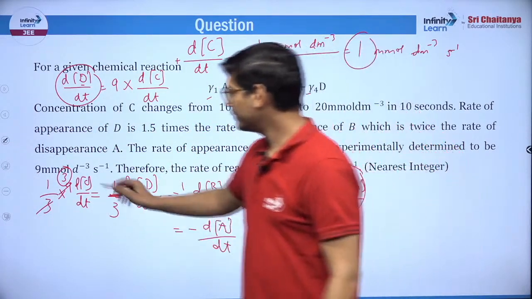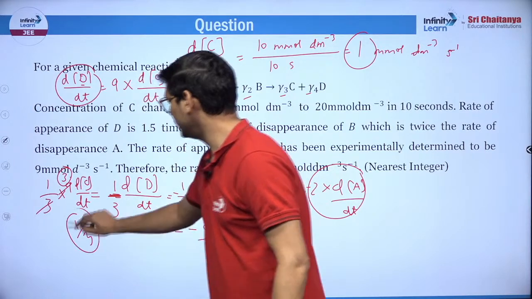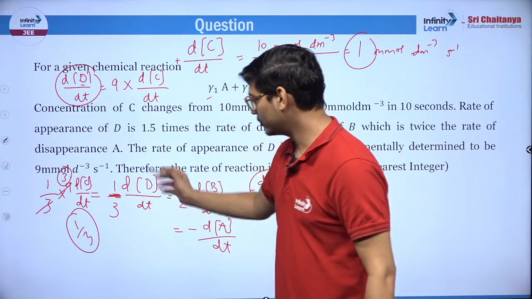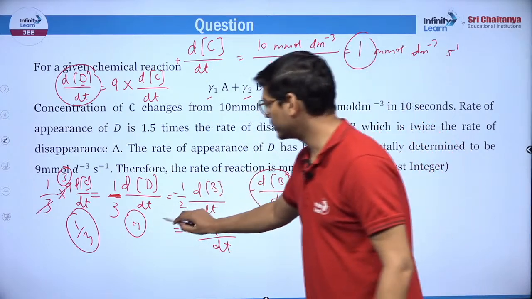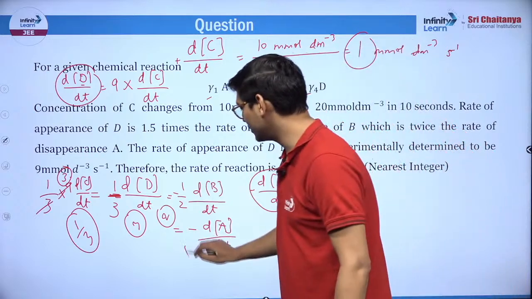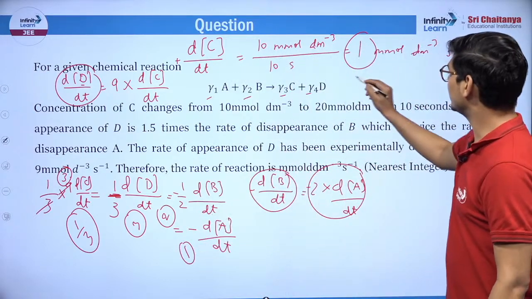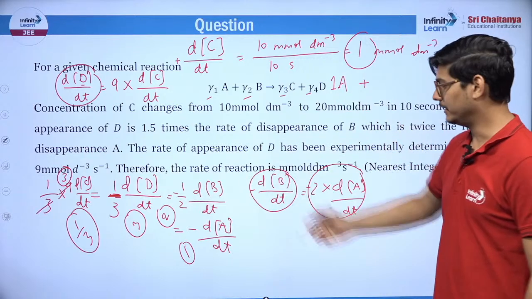Which means that this number is 3, so the coefficient of C will be 1 by 3. This number is 1 by 3, so the coefficient of D will be 3. This number is 1 by 2, so the coefficient of B will be 2. This number is just 1, so the coefficient of A will be 1. So what is the equation? 1A, right? Although we don't write it, I am writing it for clarity.